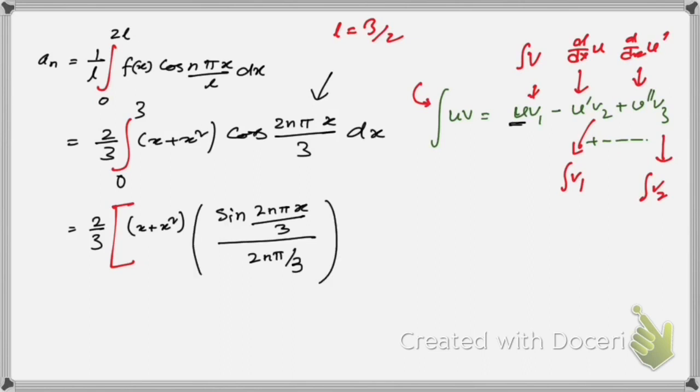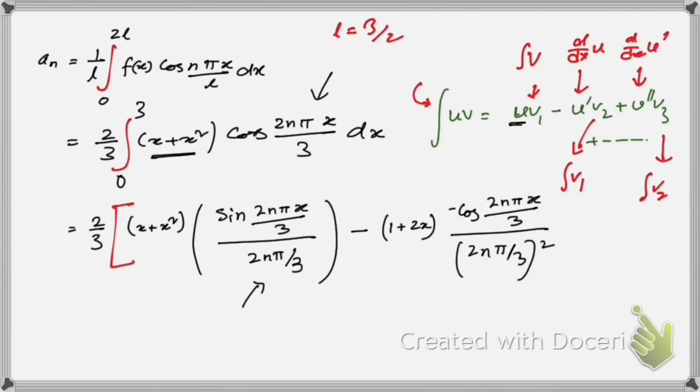Then minus u dash. If you differentiate this, you're going to get 1 plus twice x, right? Then v2, that means the integration of this. If you integrate this again, you're going to get minus cos of twice n pi x by 3, divided by the square of twice n pi by 3. It's a square. And this minus becomes plus, so we can write here plus.